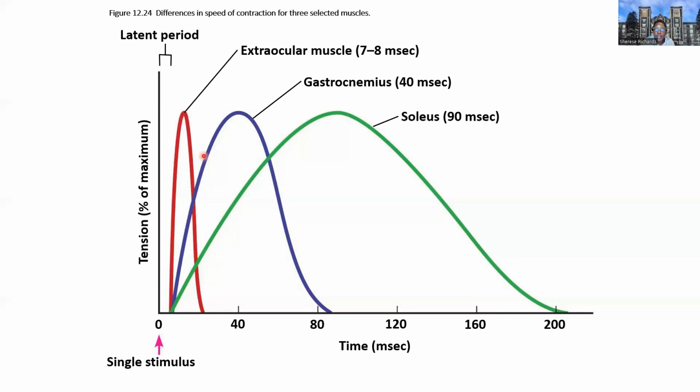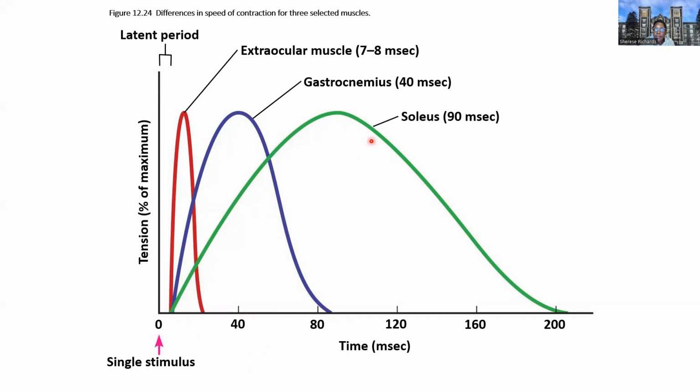We have the gastrocnemius muscle. So these are the muscles of the calves, the external muscles of the calves, and these are going to have an intermediate rate in terms of their myosin ATPase, about 40 milliseconds or so. And so we can see that they contract a little bit faster than the soleus, but slower than the extraocular muscles, and then same for their rate of relaxation.